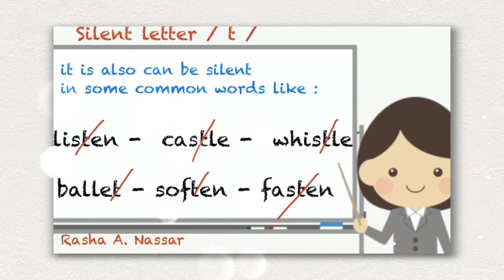Again, let's read all these words with silent letter T. Listen, castle, whistle, ballet, soften, and fasten.